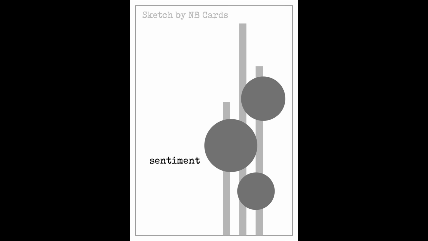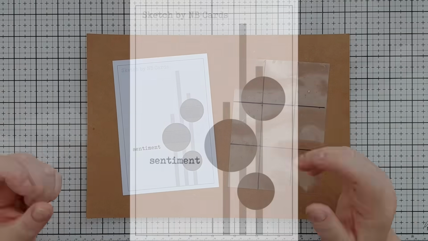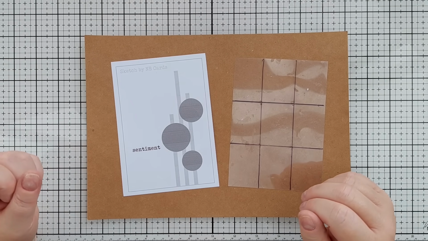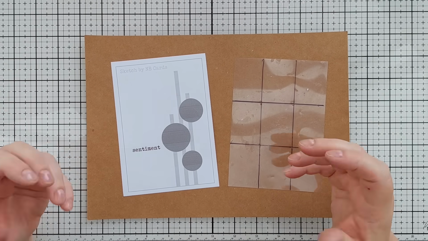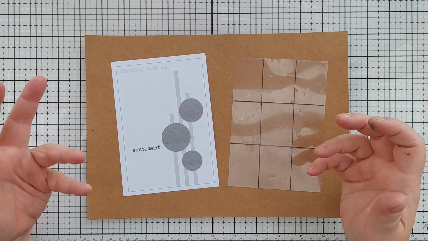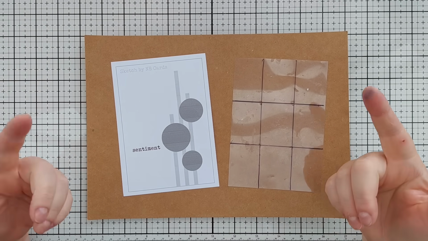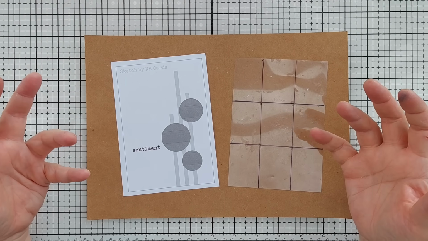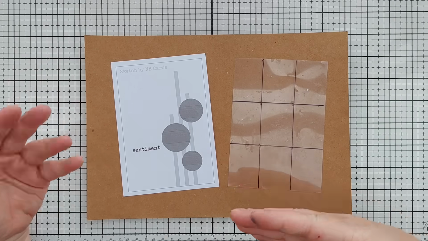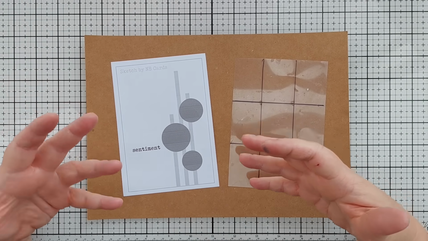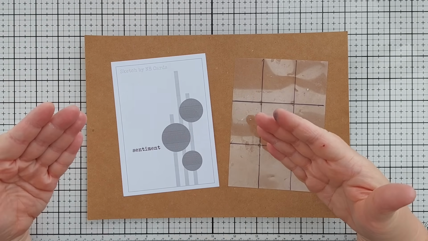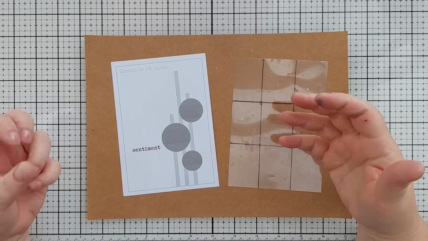So the idea with a sketch is that it's generic. You've got a very basic layout of elements, but you can think, what have I got in my crafty toolkit, whether that is tools or supplies or techniques that I can use with this generic layout? How can I turn this into something uniquely mine with what I have?